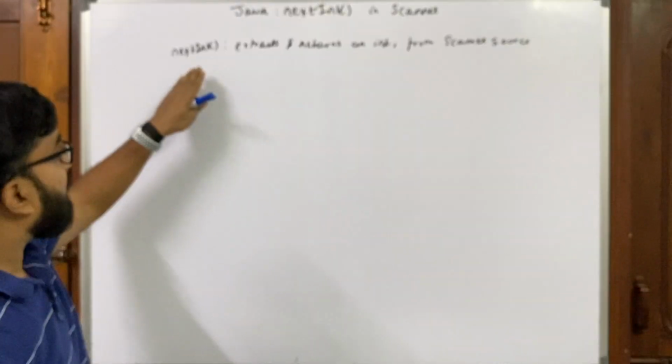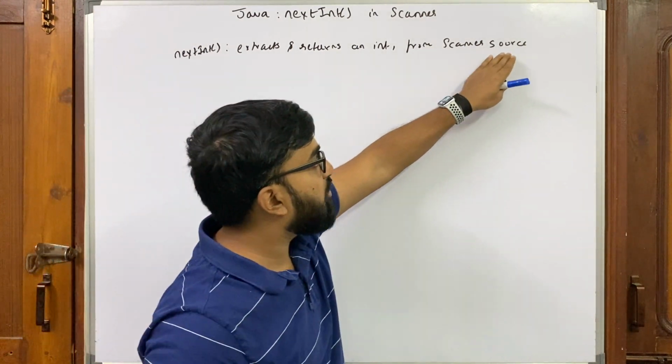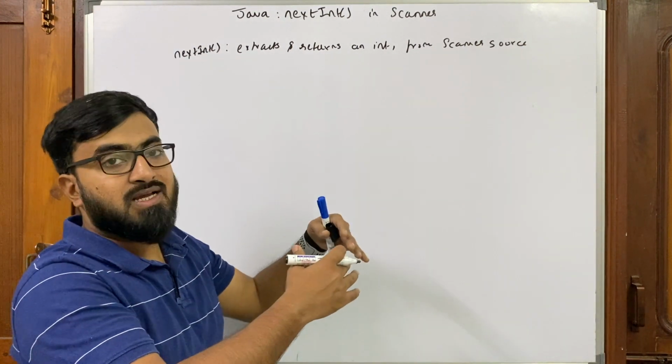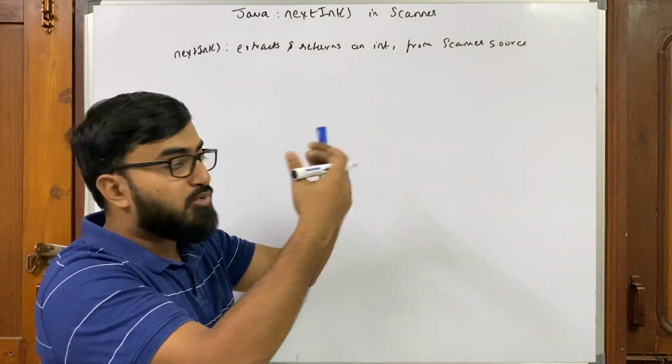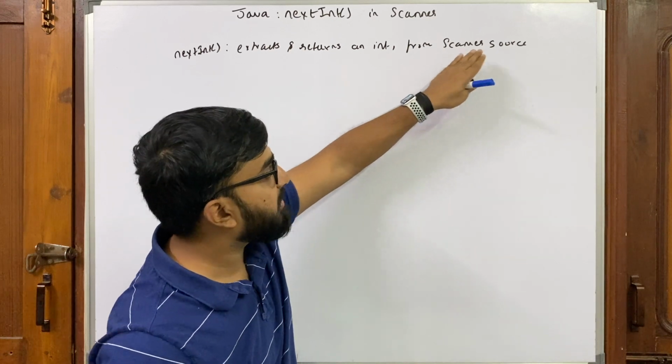So before I explain how nextInt exactly works on a Scanner object, I will talk a little more about source. Source here is basically a kind of input, a way you can provide input to a Java program. I'll take three examples of a source from which Scanner can read.